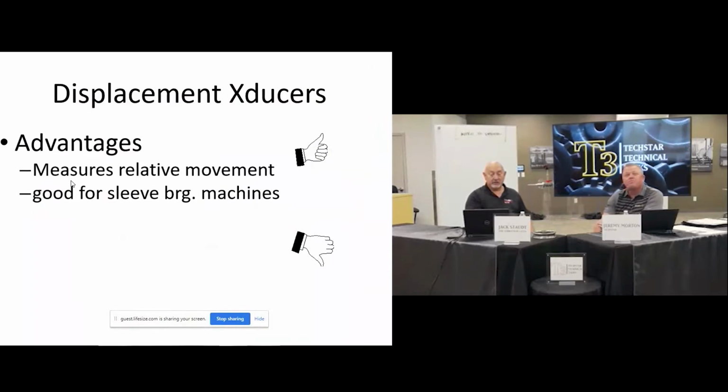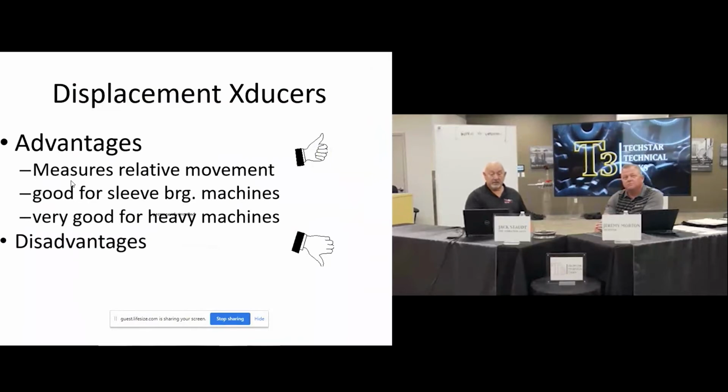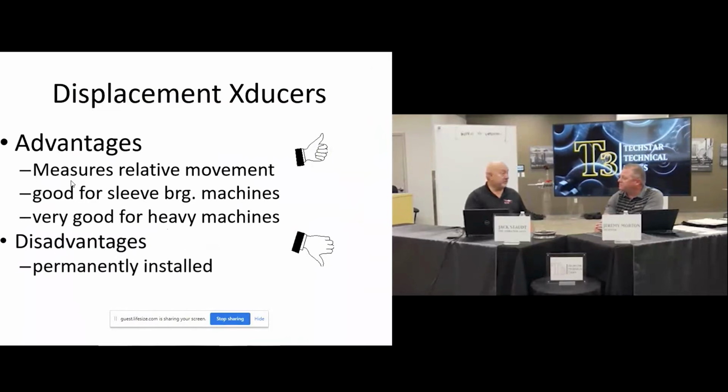Advantages of using a displacement transducer: it measures relative movement, good for sleeve bearing machines, very good for heavy machines. Disadvantages are that it's permanently installed, and like I say, it's got to be perfect. You run into issues where your probe may be getting data from the housing itself because it's not set far enough. Sure. And you have to have your gap voltage set just perfectly for your curve, to make sure you're not running off your curve if you have any type of thermal growth or anything like that.